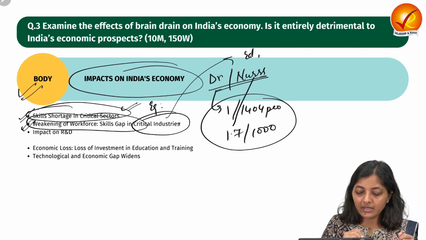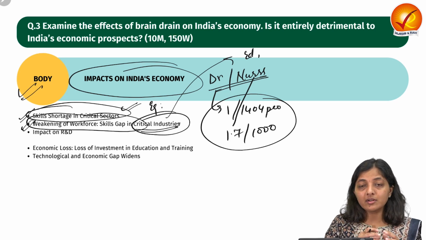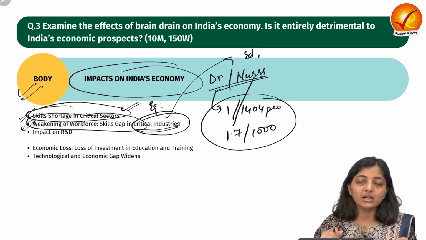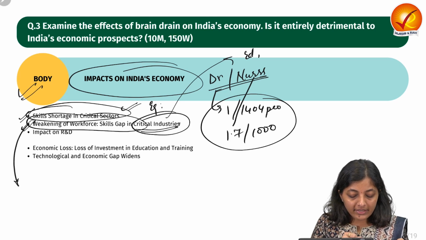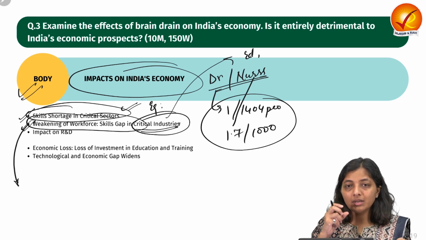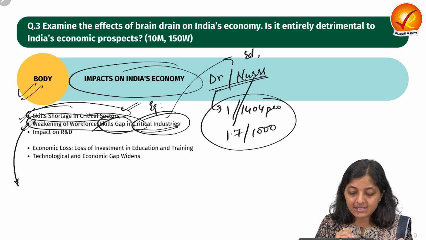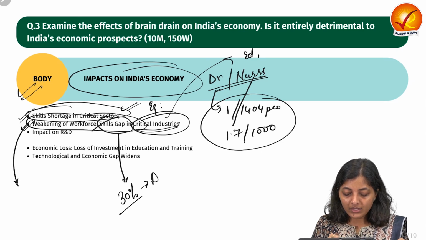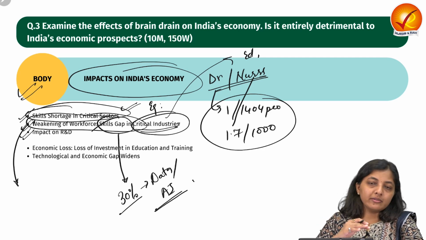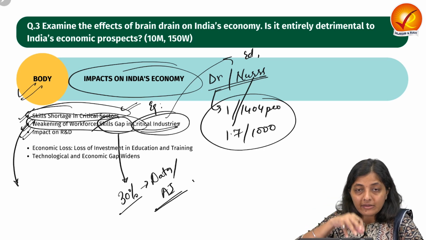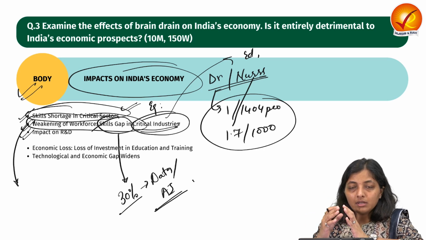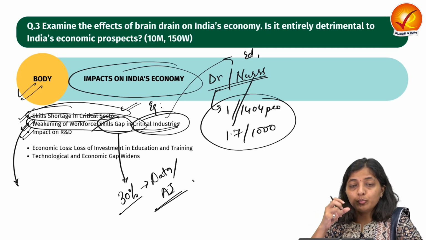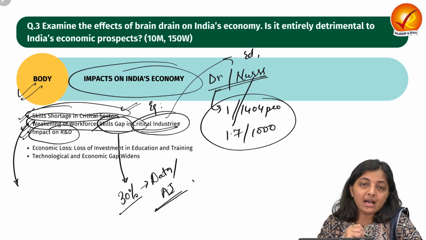Then next is the weakening of the workforce, or the skill gap in critical industries. The skilled workforce is moving from our home country to other host countries, so what it leaves is a weakened workforce; the talent pool is now diminished. It creates a skills gap in critical industries. You can quote some example, like there is a 30% skill gap in the data analytics or AI industries in India. When the skilled workforce migrates, the leftover workforce is not that advanced, meaning the talent pool has diminished. So it directly impacts the R&D of India.